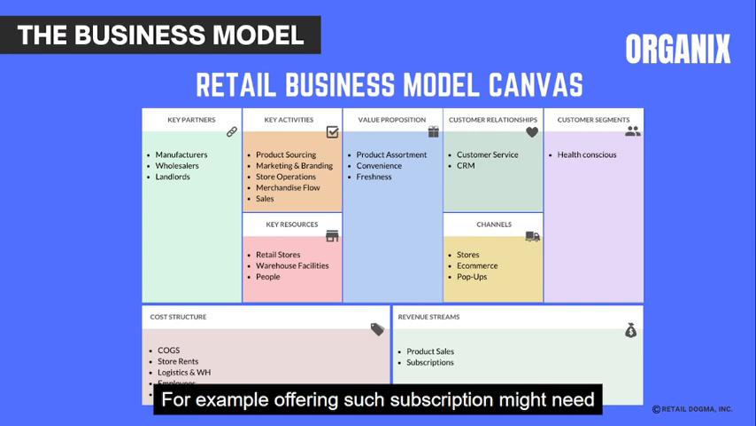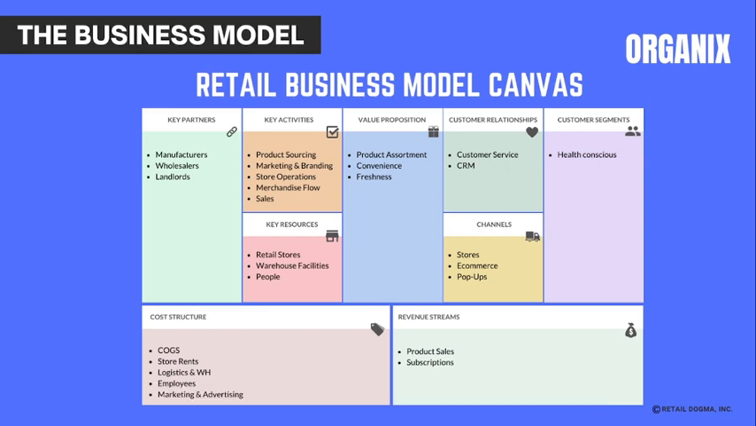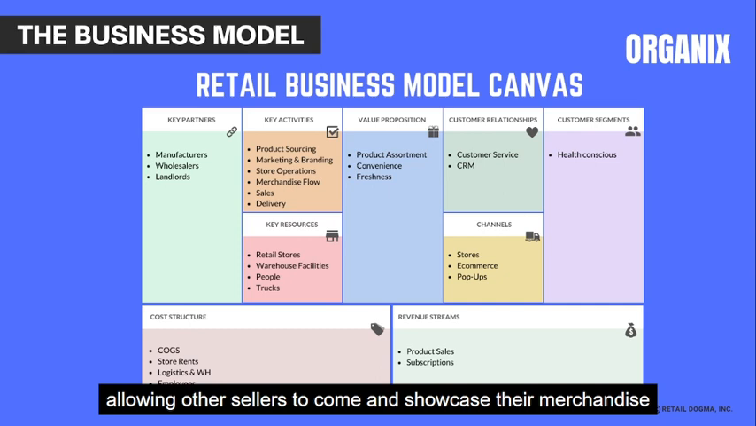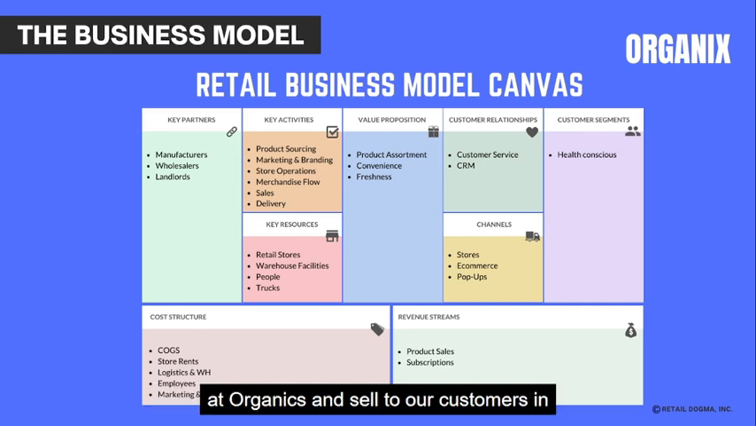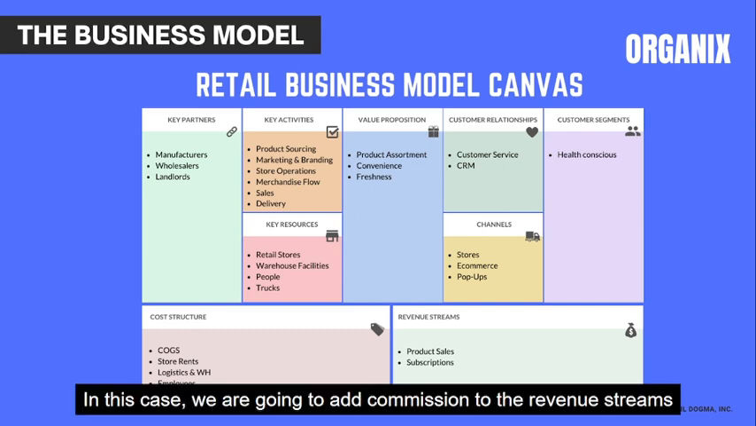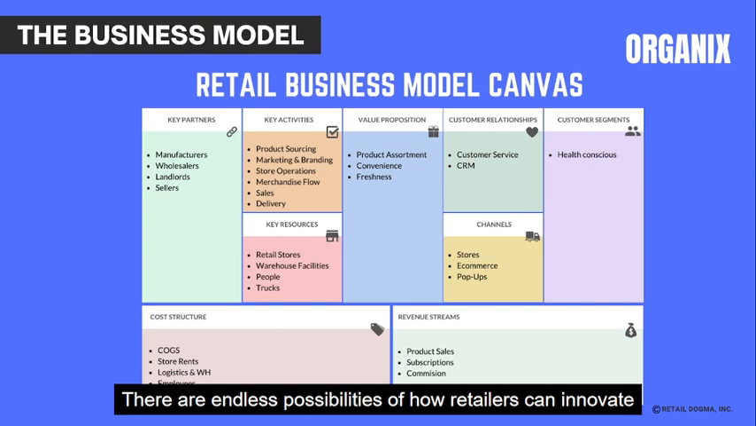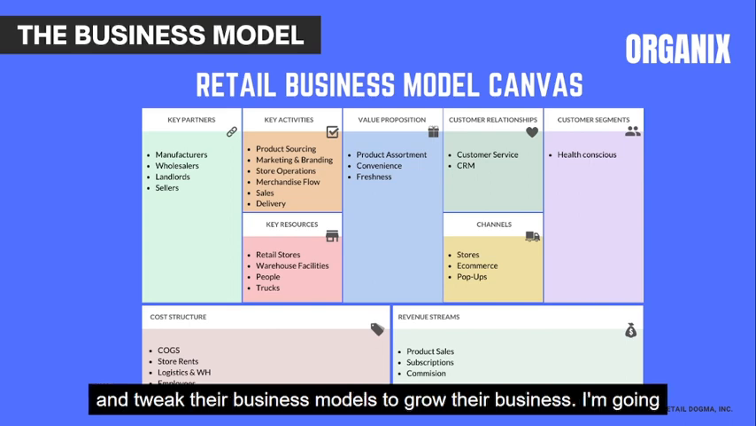For example, offering such subscription might need us to invest in owning and operating delivery trucks. So in this case, we will add delivery trucks to the key resources and delivery to the key activities. Another tweak to the business model could be to add a consignment component to it. That is, by allowing other sellers to come and showcase their merchandise at Organics and sell to our customers in return for a commission on each sale. In this case, we are going to add commission to the revenue streams and add the sellers to the key partners. There are endless possibilities of how retailers can innovate and tweak their business models to grow their business.